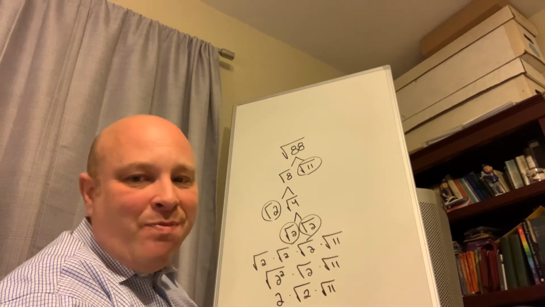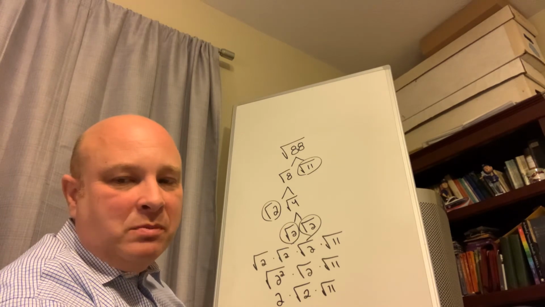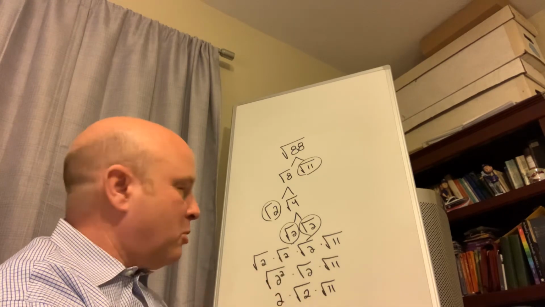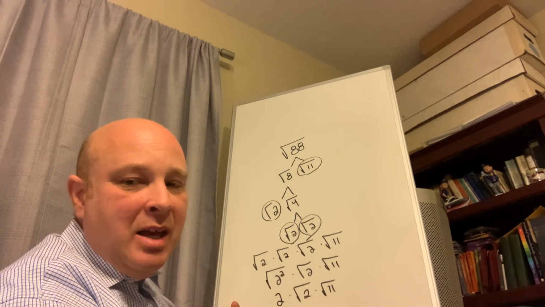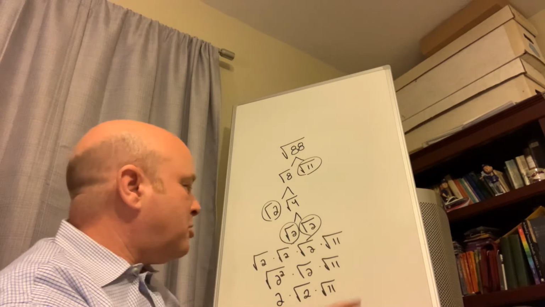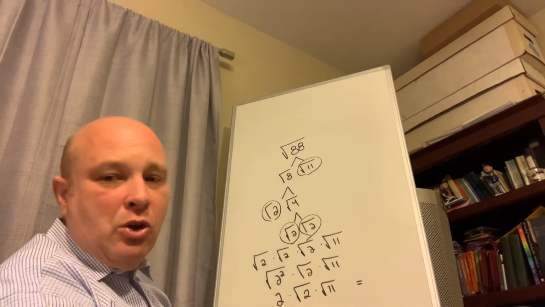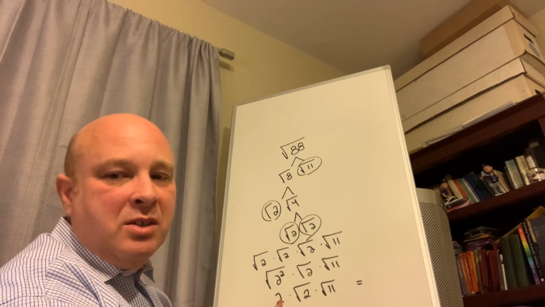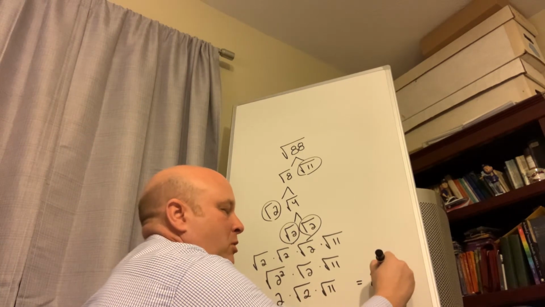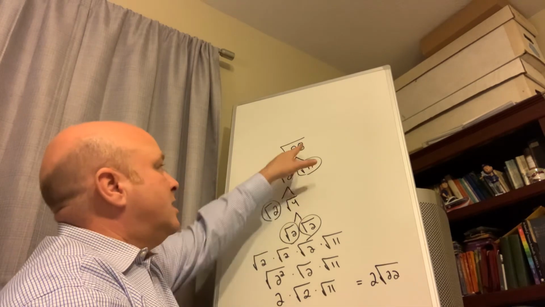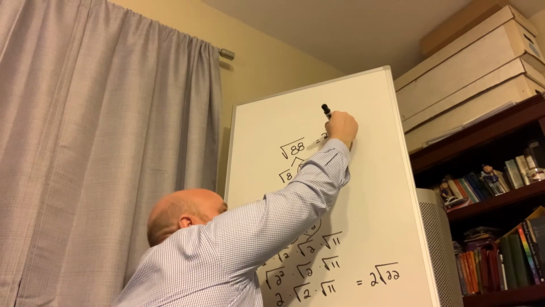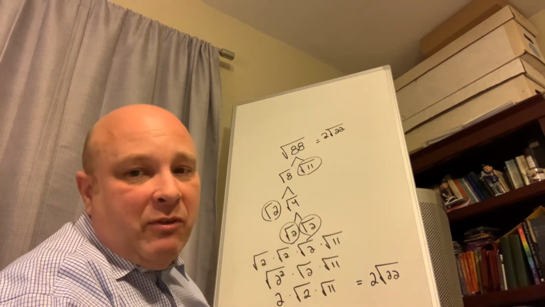At this point, I've kind of run out of room, but I want to combine anything that is a whole number, in other words, anything that's not under a radical sign, and I want to combine anything that's inside a radical sign by multiplication. Okay, so I'm just going to write this over here: 2 times the square root of 2 times the square root of 11 is the same thing as 2 times the square root of 22. In other words, the square root of 88, when simplified, is 2 times the square root of 22. That's the simplified version right there.